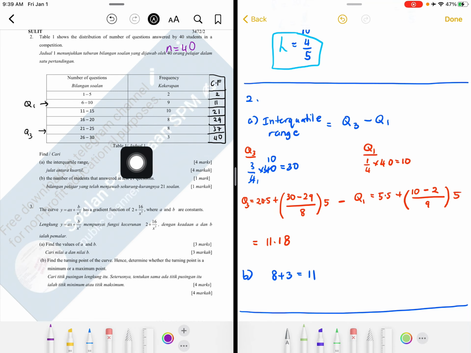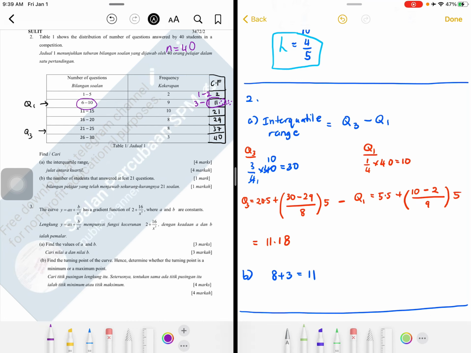Kat sini 2. Kalau nak tahu kenapa, sini 1 hingga 2 saja. So kat sini 3 sehingga 11. 3, 4, 5, 6, 7, 8, 9, 10, 11. So 10 ni berada di dalam group yang ini, 6 to 10. So that's how you determine where is your Q3 and Q1.